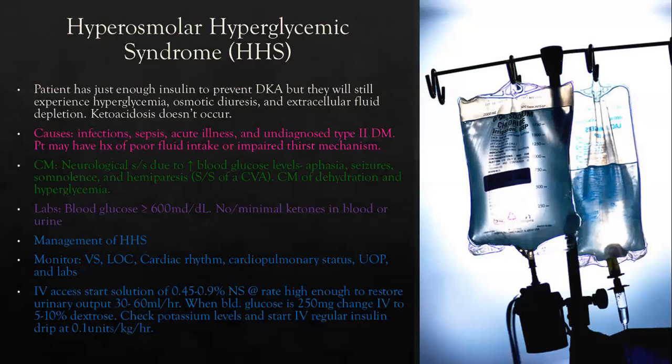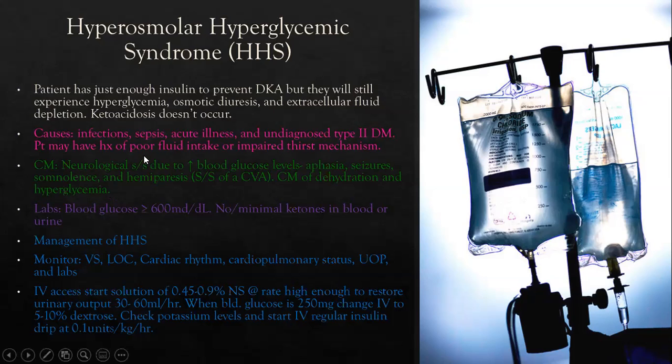Then you have the hyperosmolar hyperglycemic syndrome. So this is, you're just a smidgen away from getting DKA. That's what this condition is. This is more commonly in type 2s because, again, they have some insulin, not very effective, but some insulin still circulating. So for this, there's enough insulin that they don't go into DKA. So they still experience hypotension, dehydration, hyperglycemia, but ketoacidosis does not occur.